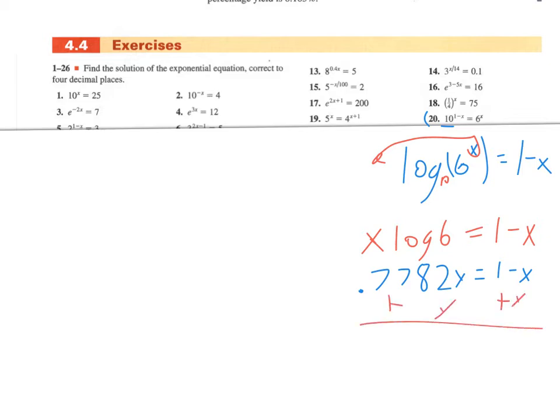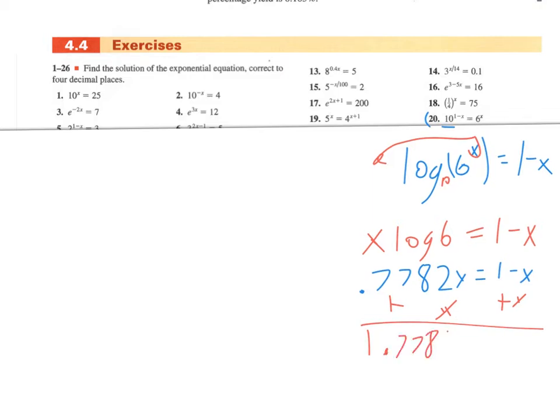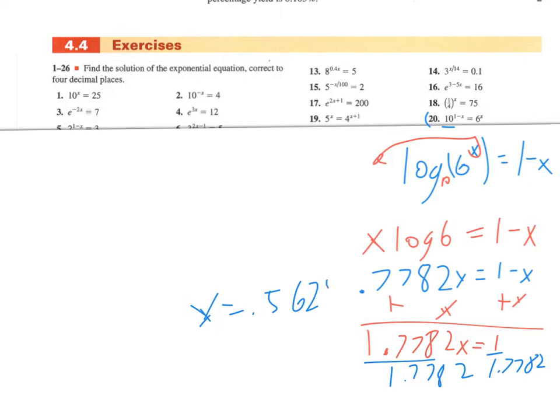I would then add 1x over to get all my variables on the same side. So then I have 1.7782x equals 1, and then we'll just divide by that 1.7782 on both sides. And we'll get x equals 0.5624.